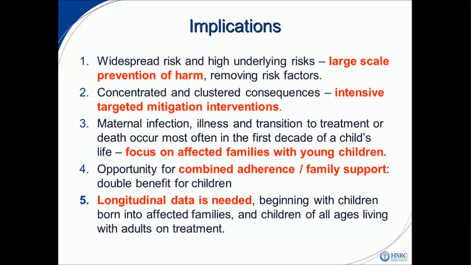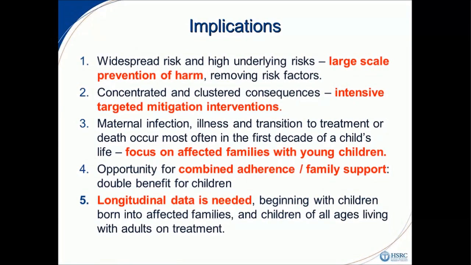And what's interesting is that the implications of the modeling very much echo the implications we saw in the phase 2 work from the broader child development literature. And that's not surprising. We look for common ground in the broader child development literature, and it's not surprising that HIV shares that common ground. So we found widespread risk and high levels of underlying risk, which suggests the need for large-scale prevention of harm.